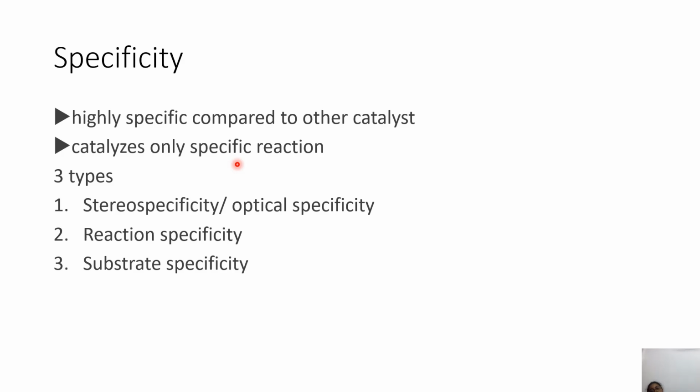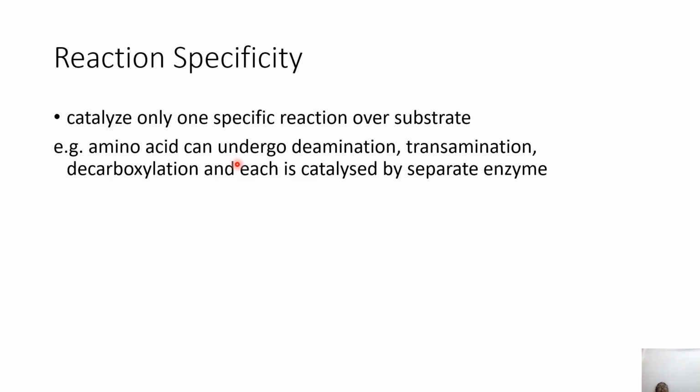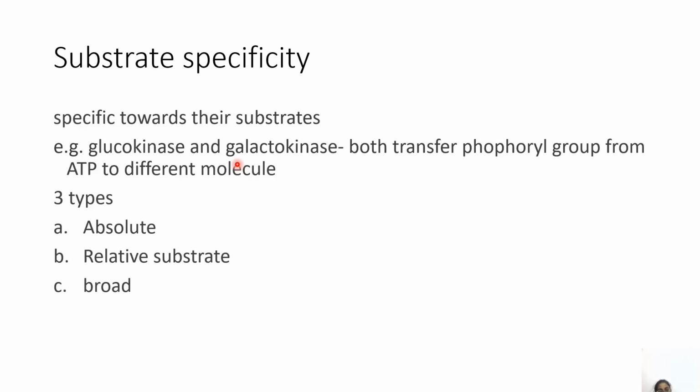The specificity means enzymes are highly specific compared to other catalysts. It catalyzes only a specific reaction. There are types of specificity: optical specificity, reaction specificity, and substrate specificity. Optical specificity is the ability to recognize optical isomers of the substrate. They can act on only one isomer, like the enzymes of amino acid metabolism, D and L amino acid oxidase. Isomerases do not exhibit stereospecificity. With reaction specificity, they catalyze only one specific reaction over a substrate. An amino acid can undergo deamination, transamination, or decarboxylation, and each is catalyzed by a separate enzyme.